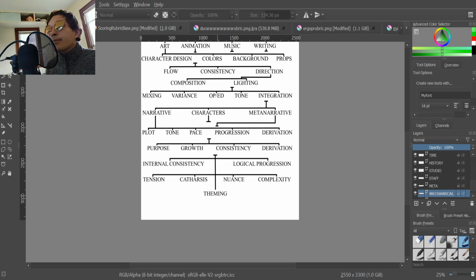Now we have theming down here. So theming, pretty self-explanatory. Do the themes match the narrative? Are they clearly communicated? Are they strong? Are they weak? The theming is pretty self-explanatory.